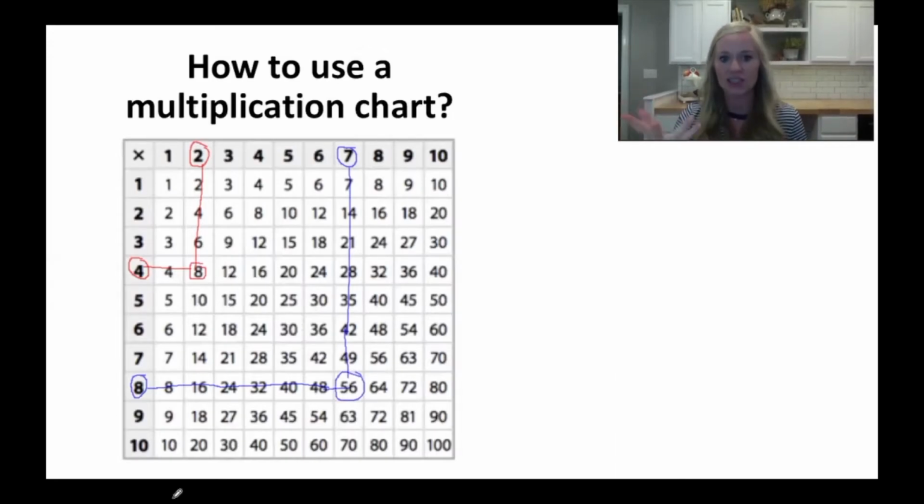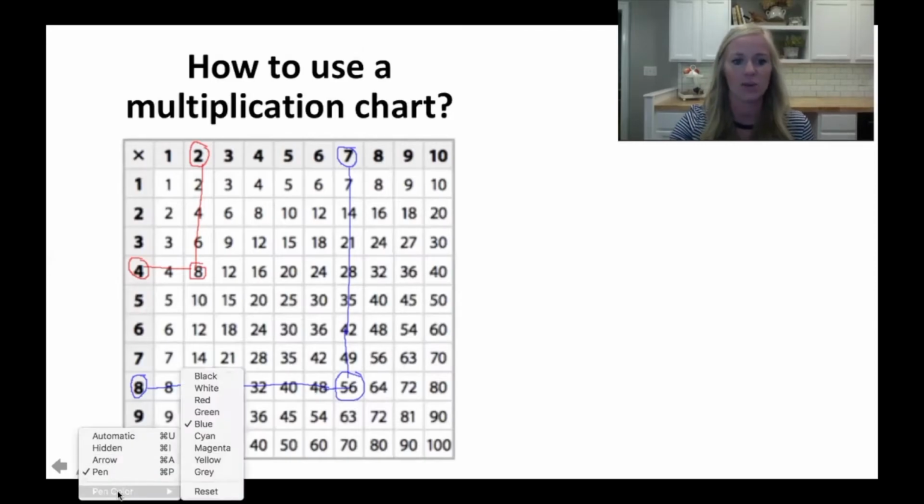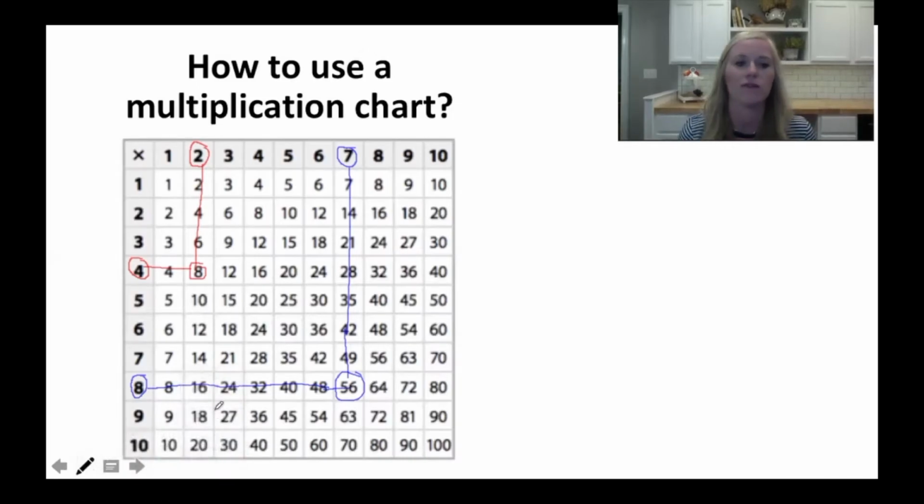Now we've used this to help us with multiplication, but we can also use a multiplication chart to help us with division problems, because remember, multiplication and division are related. They're very similar. So how can we use this to help us find the quotient or the answer, the unknown in a division problem? Let's use the color green for this. So let's say our division equation is 36 divided by 4.